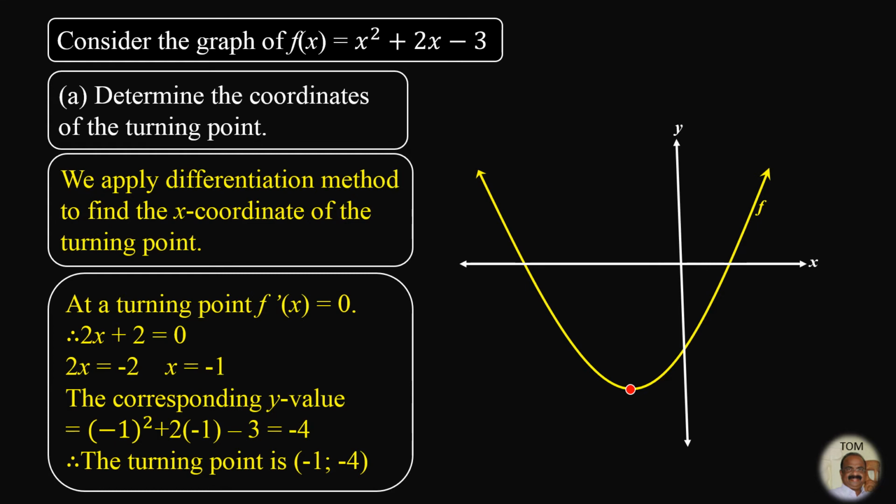Once we know the x coordinate, we calculate the corresponding y coordinate, substituting into the original function. So we substitute −1 there, and on the calculator we get −4. Therefore the turning point is (−1, −4). You can see that (−1, −4) is the turning point.